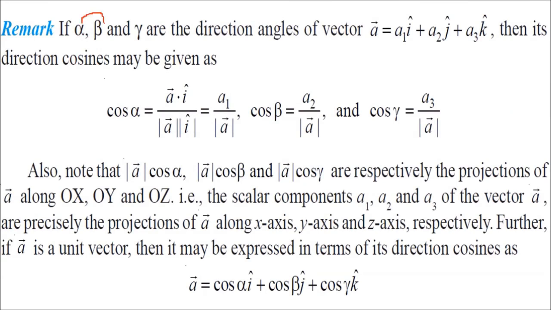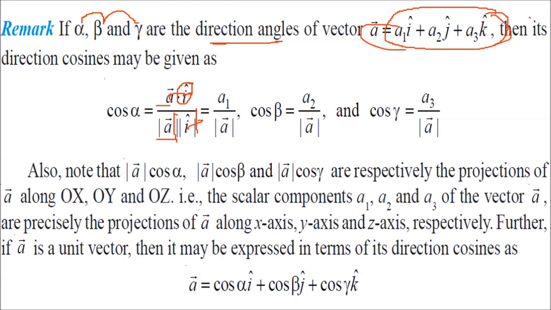So now if alpha, beta, gamma are the direction angles of, say, vector A, then the direction cosine will be, as we just saw, A dot I cap divided by the magnitude of A times the modulus of I cap, which is again 1. If you multiply A1 I plus A2 J plus A3 K with I cap, you get only the A1 value, otherwise all will be 0. So you get cos alpha as A1 by mod A. Similarly, cos beta will be this, cos gamma will be this.